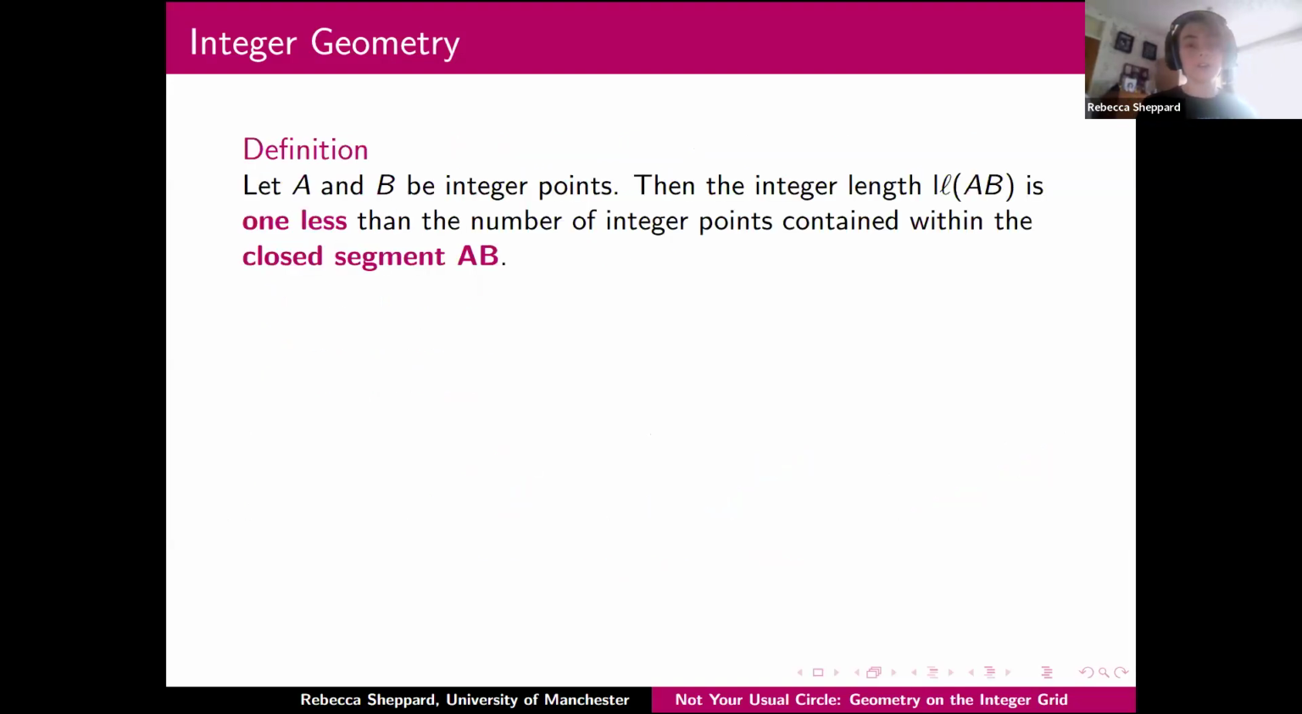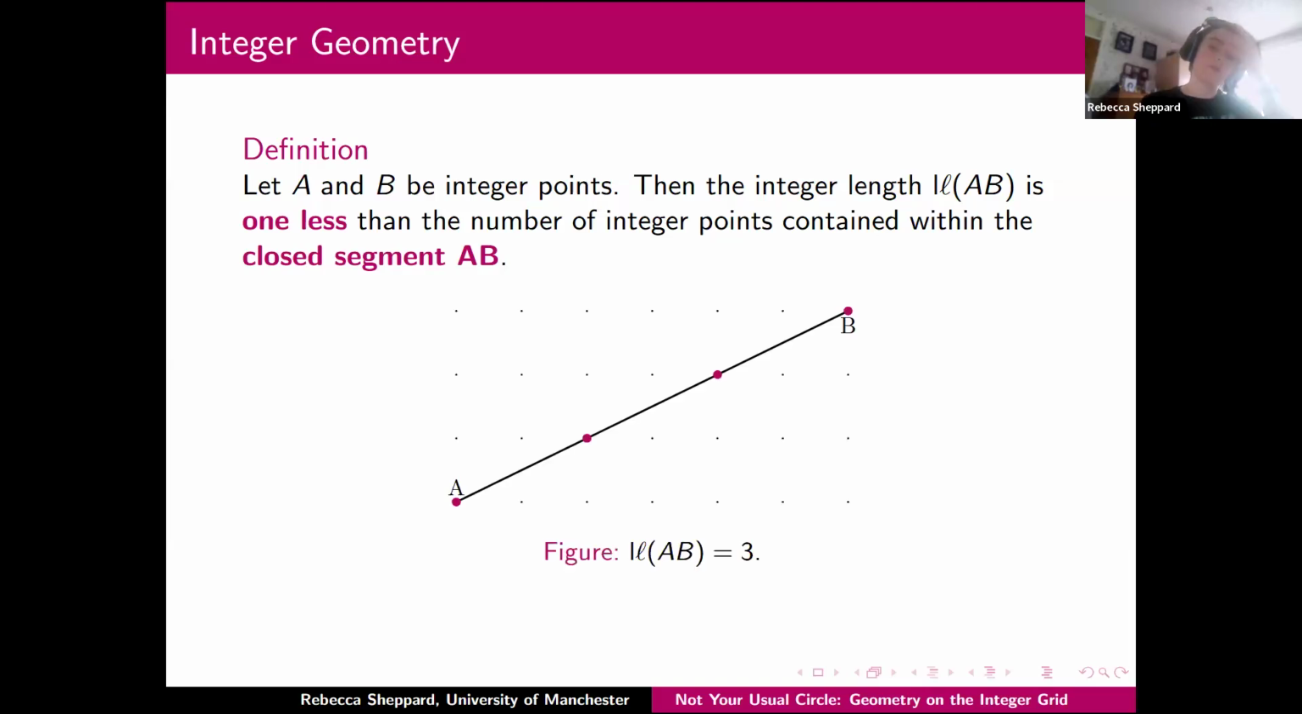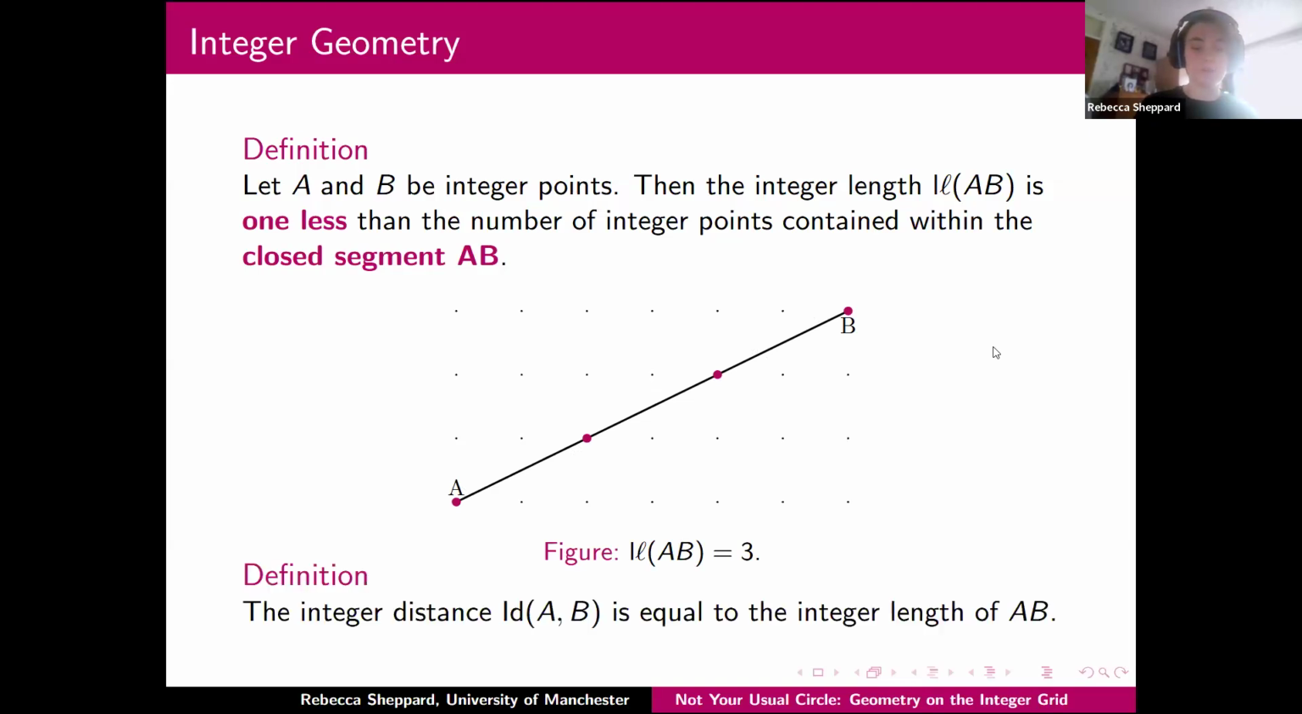So moving on to some nice definitions. If we let A and B be integer points, then the integer length of AB is 1 less than the number of integer points contained within the closed segment AB. So here we have a closed segment, segment AB. There are 4 points, so the integer length of AB is 3.